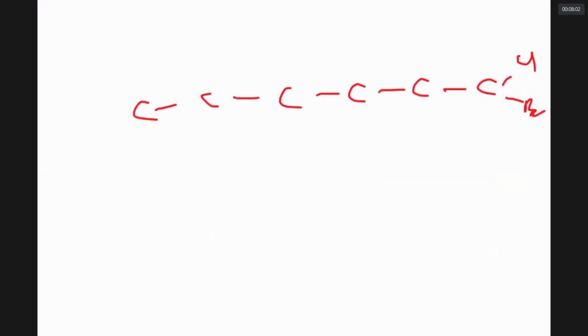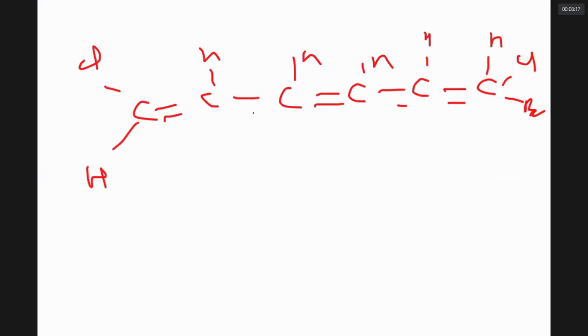Suppose ends are different, meaning you can consider a molecule like this, with Cl, B or Cl, I, Cl, H, whatever. Double bond, single bond, double bond, single bond, double bond. Now, how many isomers can it have? 8. If you want to work it out, you work out like this.